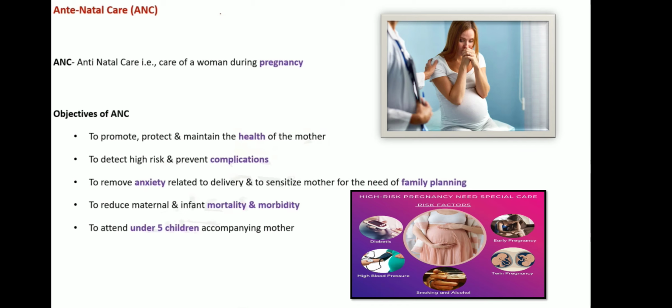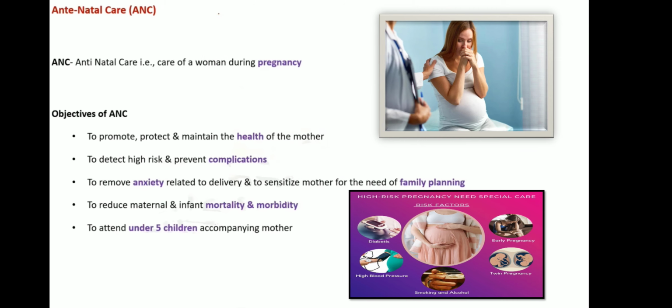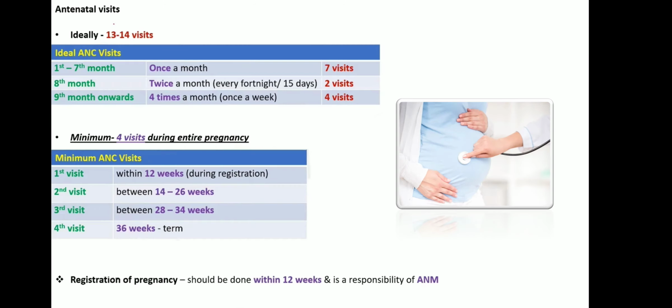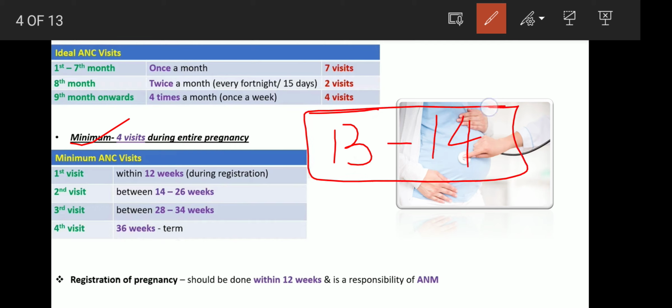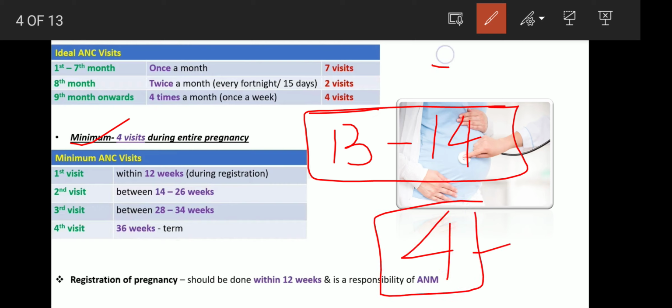So these were the objectives of antenatal care. Now moving on to the antenatal visits. We have an ideal antenatal visit schedule and a minimum antenatal visit schedule. The ideal is 13 to 14 visits. The minimum is 4 visits.